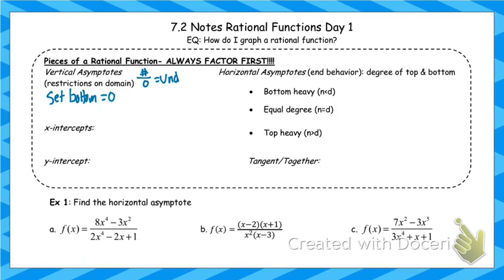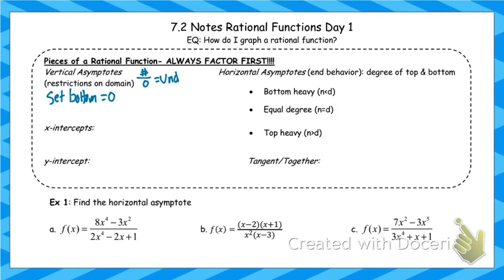Horizontal asymptotes are a little bit different. Now, there's not really a lot of math required here, but there are some rules that you do need to know. So horizontal asymptotes will show the end behavior of the graph. So what we do is we look at the degree of the top of the function and the degree at the bottom of the function. Remember, degree, when we did polynomials, that was the biggest exponent when it was written in standard form.